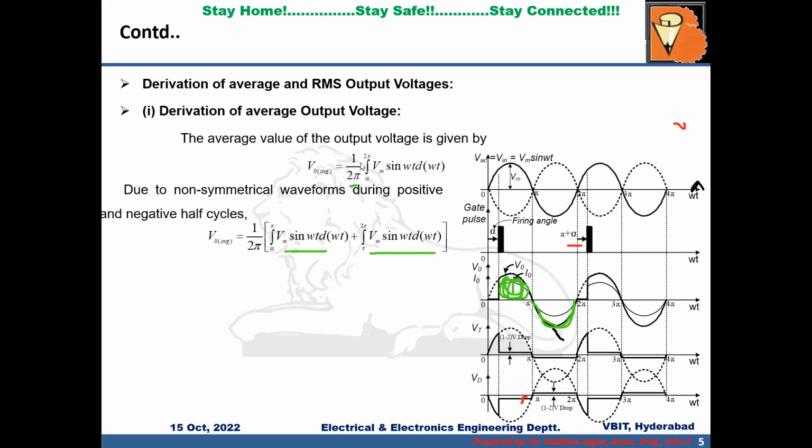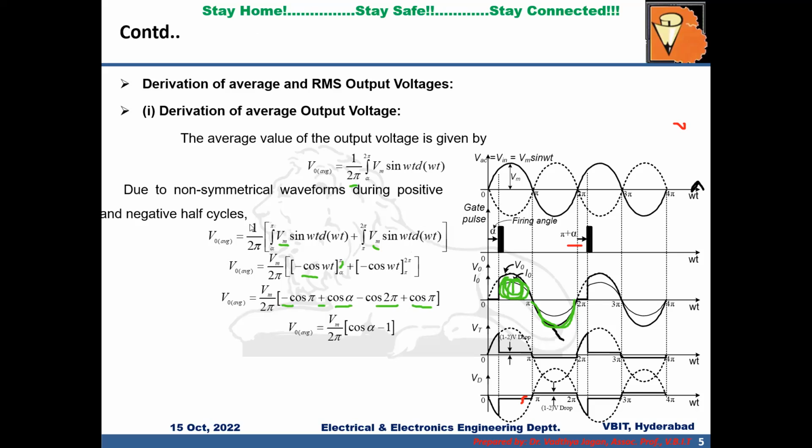So the integration of sin omega t will be minus cos omega t, and you can take Vm common, it is Vm by 2 pi. So minus cos omega t, the limits are alpha to pi, and minus cos omega t again, the limits are pi to 2 pi. If I substitute the upper limit minus the lower limit, we get Vm by 2 pi times minus cos of the upper limit, which is pi, minus into minus plus cos of the lower limit alpha, minus cos of the upper limit 2 pi, minus into minus plus cos of the lower limit pi. And if I solve this one, I will get Vm by 2 pi times cos alpha minus 1.